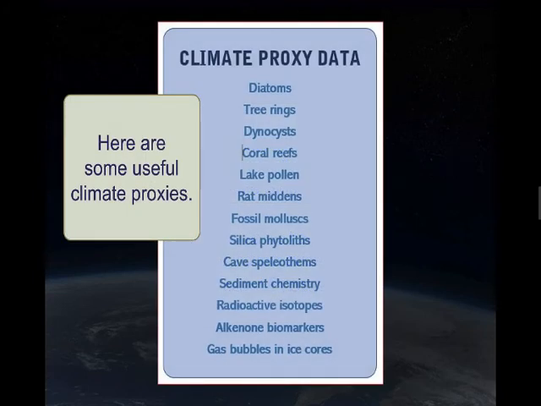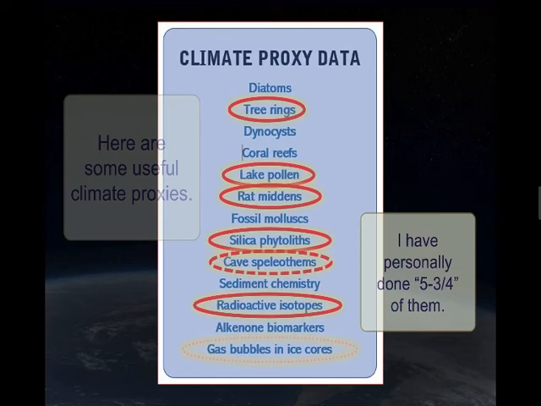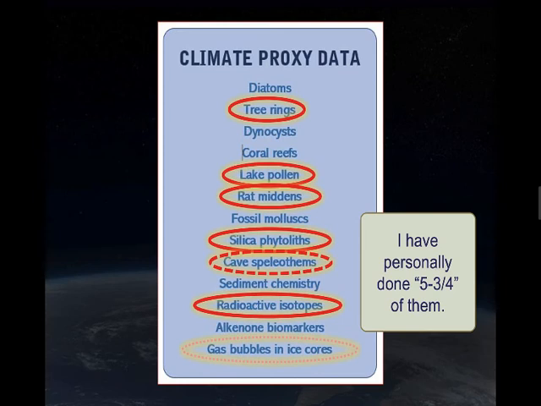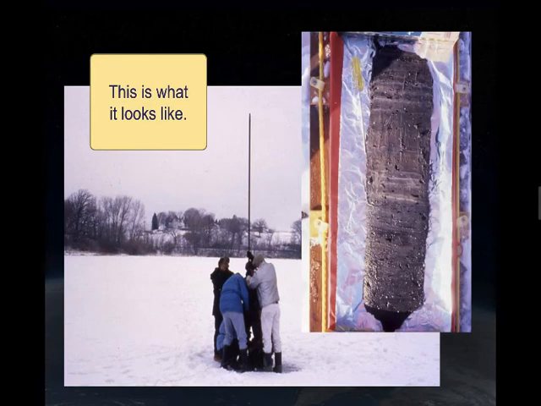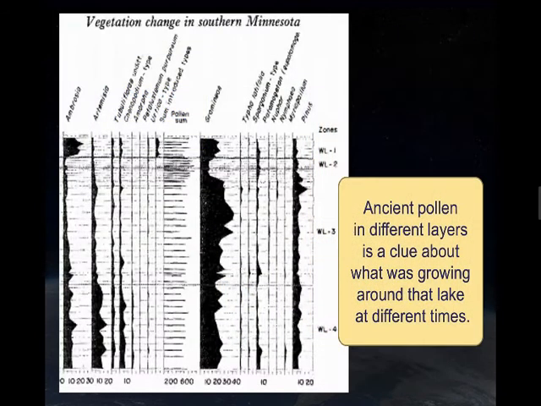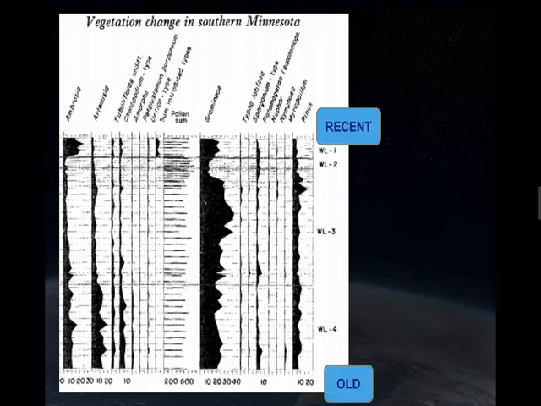And here are some of the useful climate proxies: diatoms, dinocyst, coral reefs, lake pollen, and so on. I have personally done about 5 3/4 of these. In other words, I've been out on a frozen lake pulling a sediment core up from 140 feet down, and this is what a sediment core looks like. We can look at the pollen in different layers, and that'll give us a clue about what was growing around the lake at different times in the past.